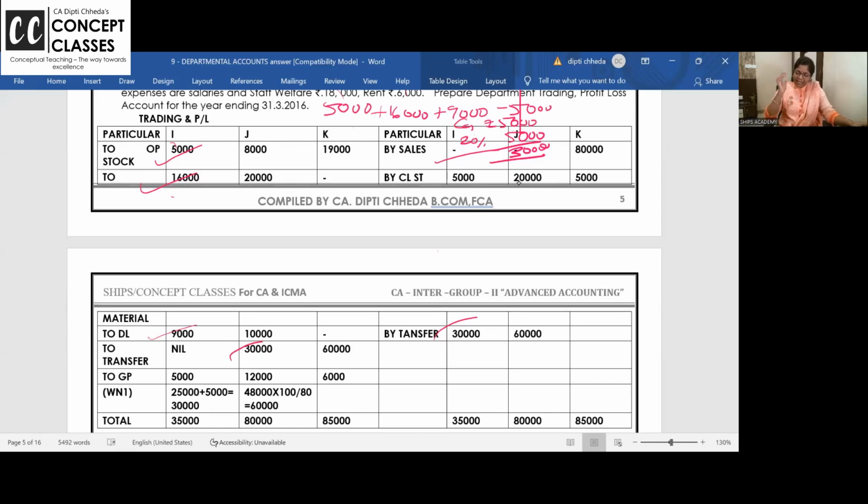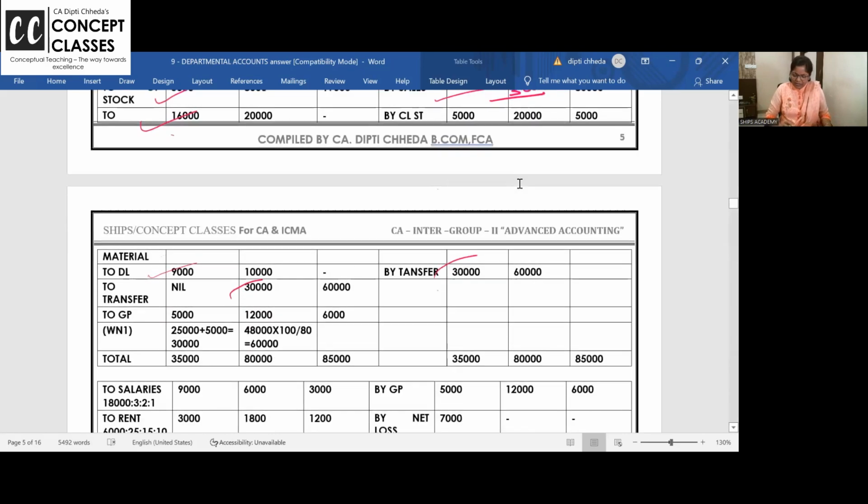अब ऐसे ही J के लिए. Why am I doing this exercise? Because how many goods I has transferred to J they have not given. But they know cost of I and they know profit to be added in I for transfer to J. अब J की बारी आ गई. J का 8,000 ओपनिंग स्टॉक है, 20 खुद का परचेज है, 10,000 लेबर लगा दो, 30,000 कर लो आप.